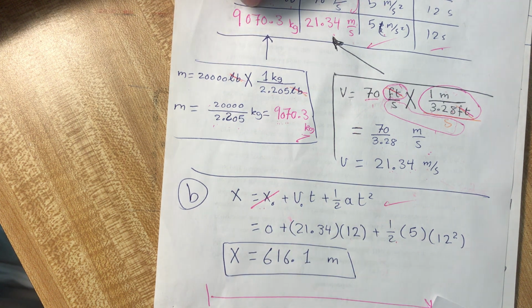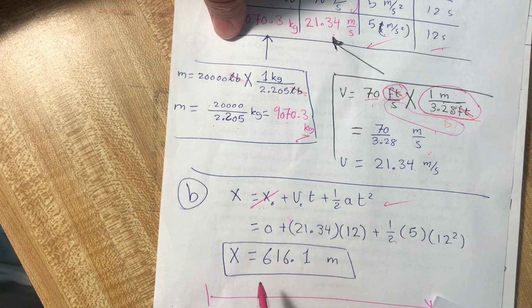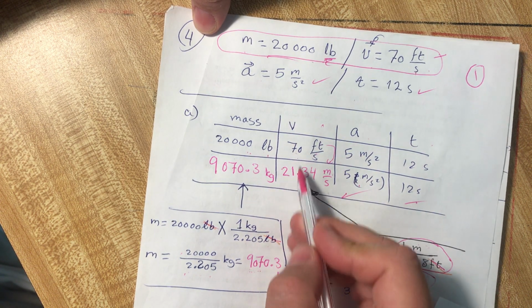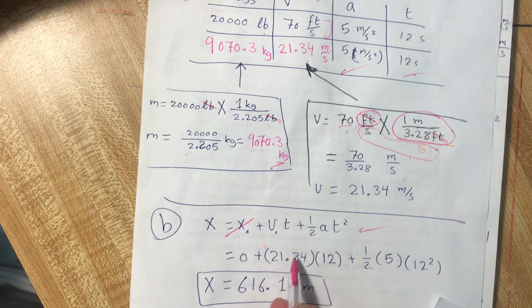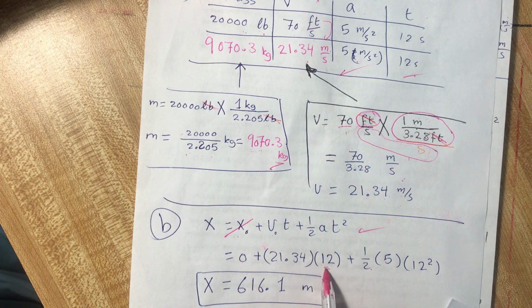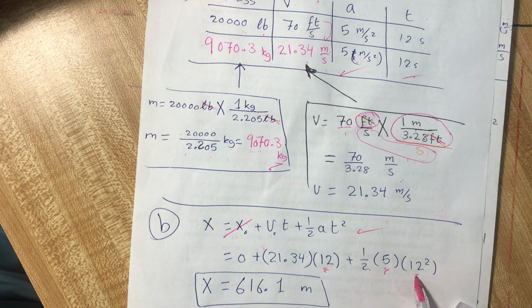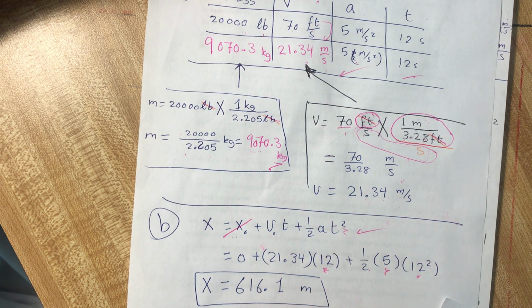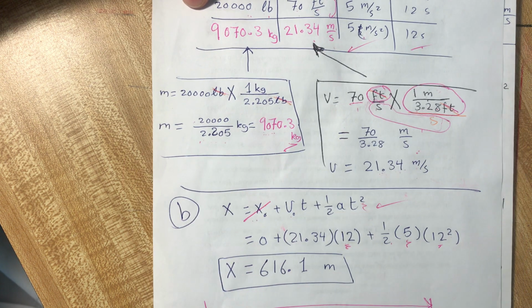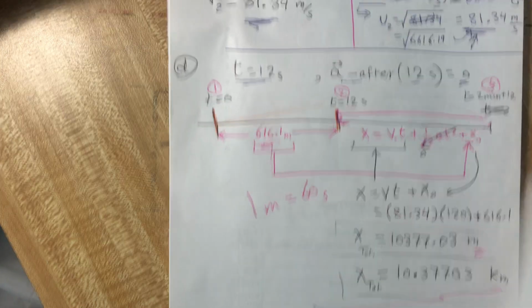x naught is 0. We have v naught, we convert it. It is not 70, it is 21 in meters. 21.34 multiplied by the given time, plus half the acceleration, which is 5, positive sign, and the time is 12. We need to square it for this term. So the final displacement from the initial point to final point for this period is 616.1 meters. Okay, this is for B.